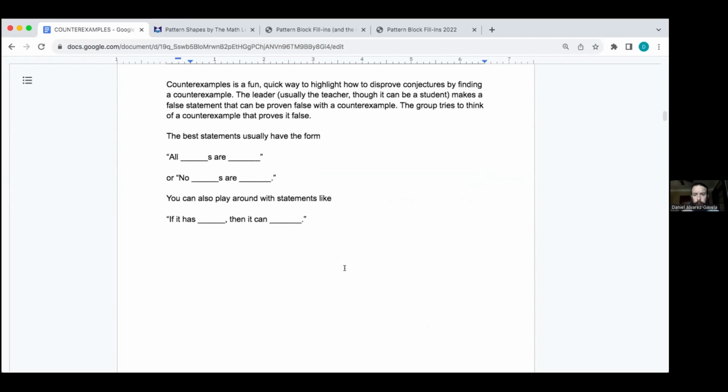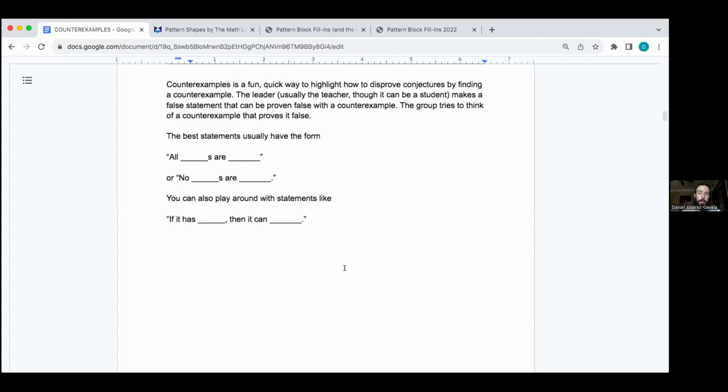And then the group, the classroom, whatever, tries to think of a counterexample that proves it false. There can be several counterexamples that we can come up with, and in general it's good for the classroom to come up with several. So the best statements usually have the form, all flowers are red. But now let's forget about flowers and red, and just look at the form of the sentence: all are. The first is some class of objects, and the second is a property.